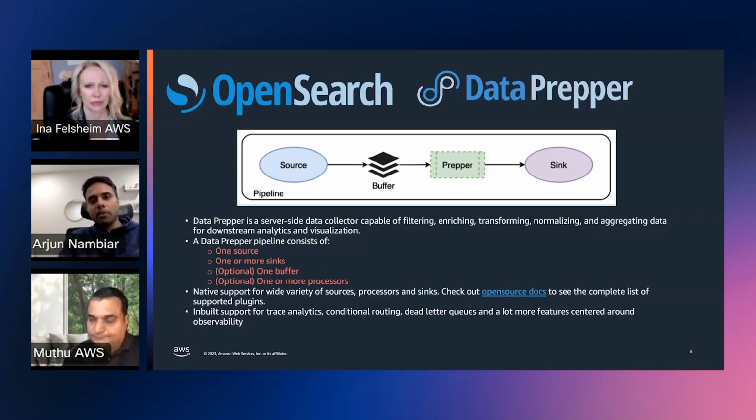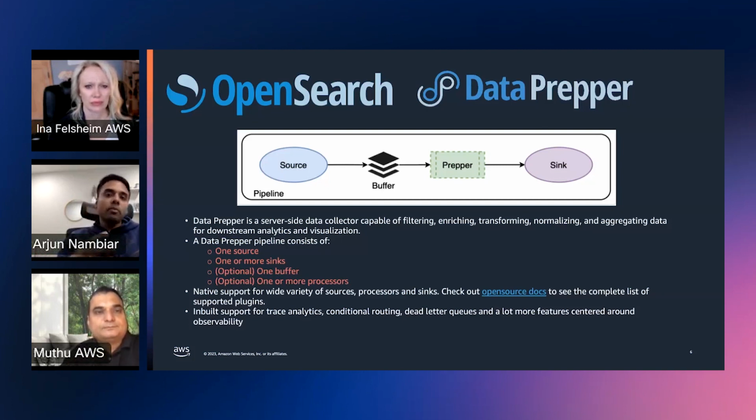The buffer takes care of the huge volume of data coming in, takes care of the back pressure, and ensures that your pipeline is working properly. We natively support a ton of sources, processors, and sinks. All that good work happens on the open source side. The community has contributed. We shepherd the open source project on GitHub, and if you go to the open source docs, you will see all the sources, sinks, and processors that we support.